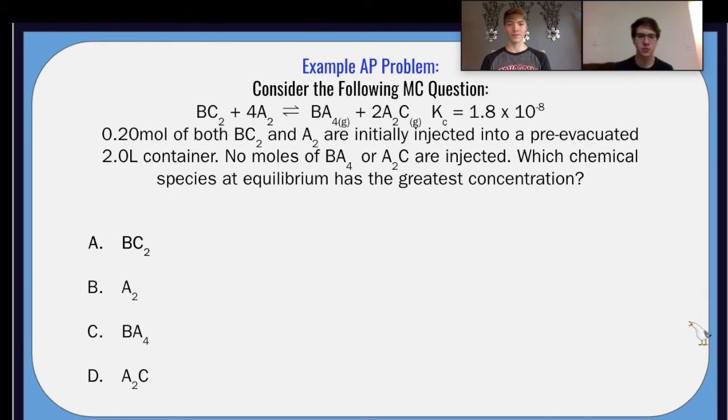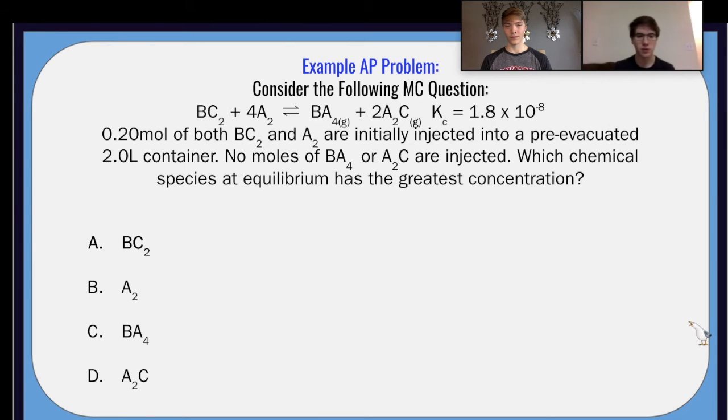Alright, so this is our first example of an AP problem. You'll notice that the equilibrium reaction is BC2 plus 4A2 in equilibrium with BA4 plus 2A2C, and the equilibrium constant is 1.8 times 10 to the negative 8. That's a pretty small equilibrium constant, so you may want to rewind the video a bit while you're doing this problem to review and really study the x is small approximation description we gave.